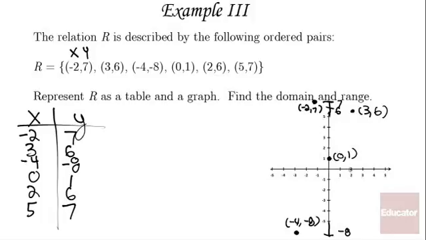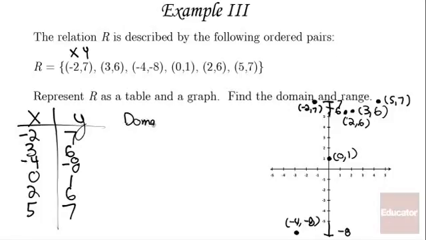2, 6. So 2, 6. And finally 5, 7. And what I have here are 5 discrete points, so that is my graph of this relation.